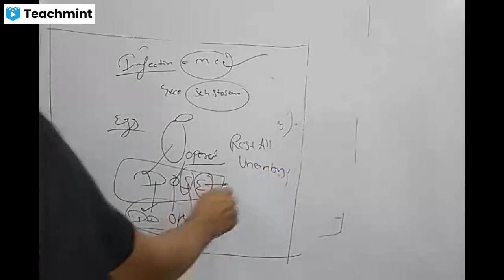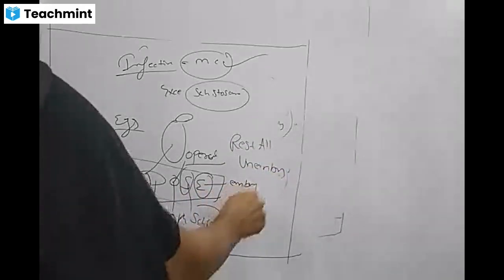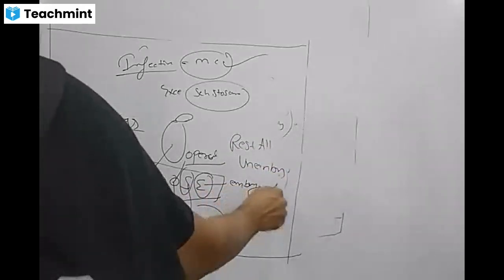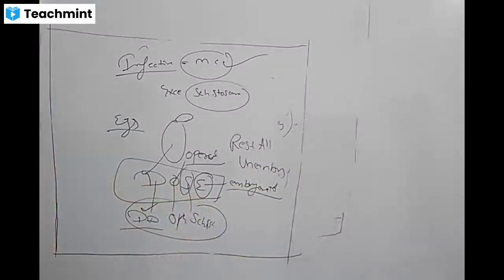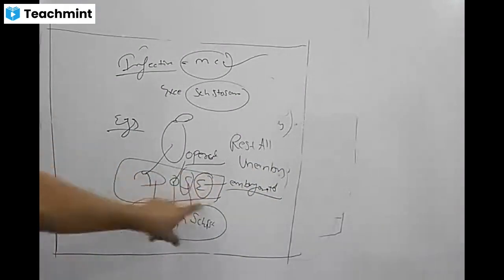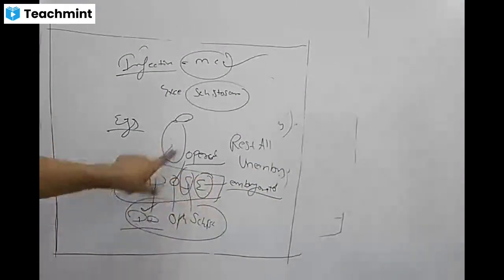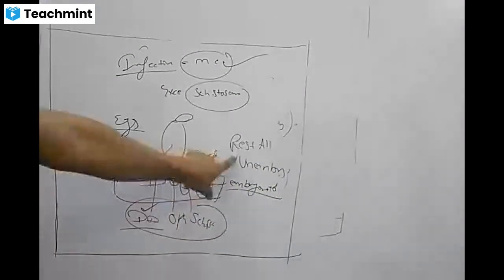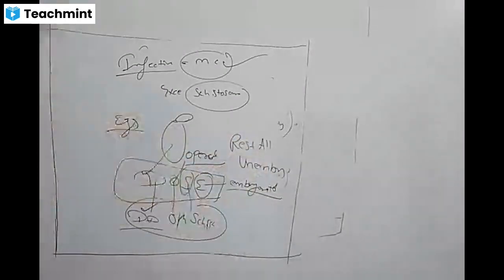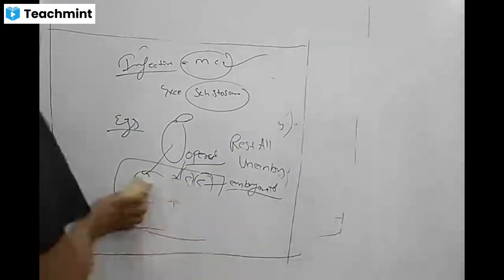This E stands for embryonated. So DOSE. These are the three flukes which have an embryo inside the egg, that is embryonated egg. Other than these three, rest all flukes are unembryonated, like your Fasciola, amphistome, Paragonimus. All others are unembryonated.